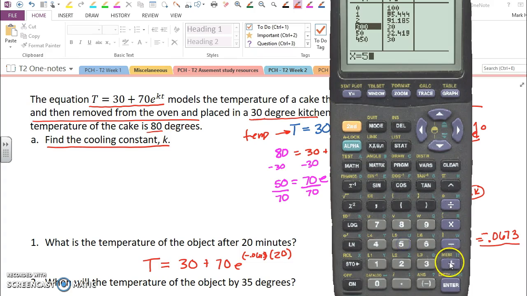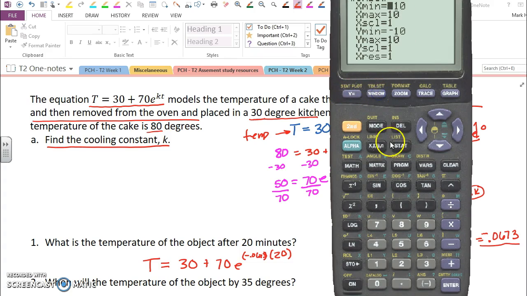We're going to go 5 minutes. We're going to go 20 minutes. We're going to go 120 minutes, which would be 2 hours. And now you can see at 120 minutes, I'm almost down to the room temperature of 30 degrees. So this looks like a good window. From 0 to 120 in the X, and from 0 to 100 in the Y.